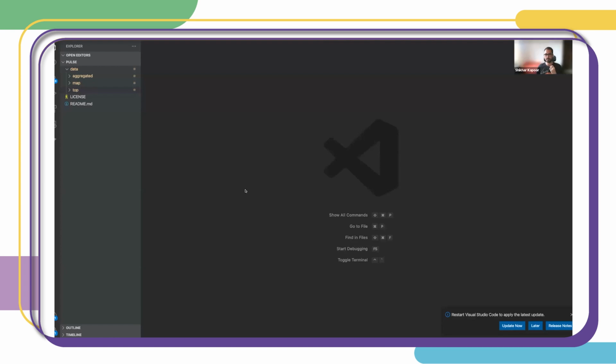Rajesh, can you see my screen? Yeah, we can see your screen, Shikhar.